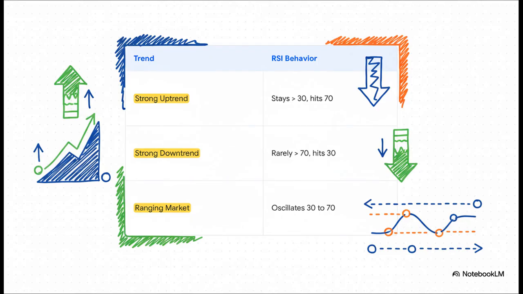For instance, in a really strong bull run, the RSI might happily cruise between 40 and 80. A dip to 40 or 50 might actually be your buy signal in that context. And in a strong downtrend, the RSI might never even get close to 70. Those classic 70-30 overbought and oversold signals, they work best when the market is just bouncing around in a range.